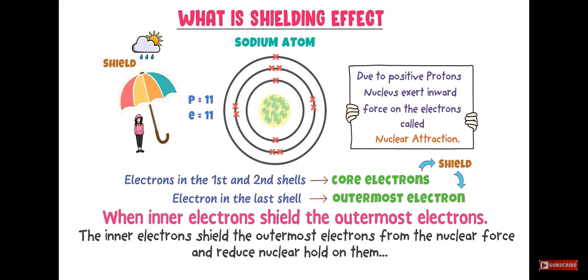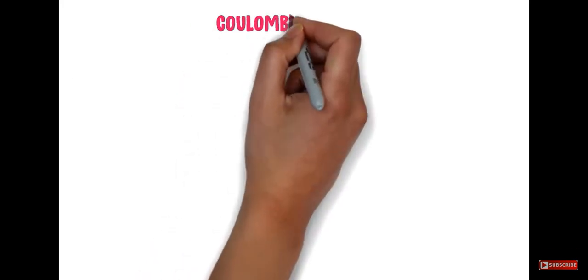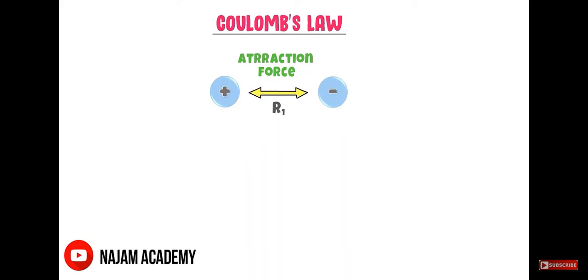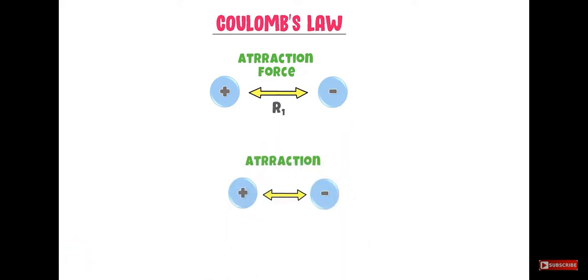Secondly, we can also define shielding effect on the basis of Coulomb's law. Coulomb's law states that there is an attraction force between a proton and an electron because both are charged particles. Let the distance between them be r1. Consider another proton and electron. There is also an attraction force between them. Let the distance between them be r2.